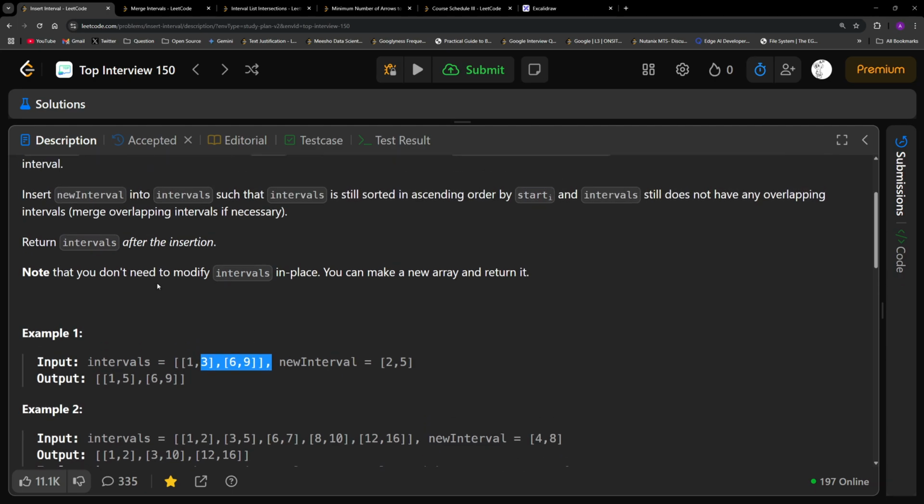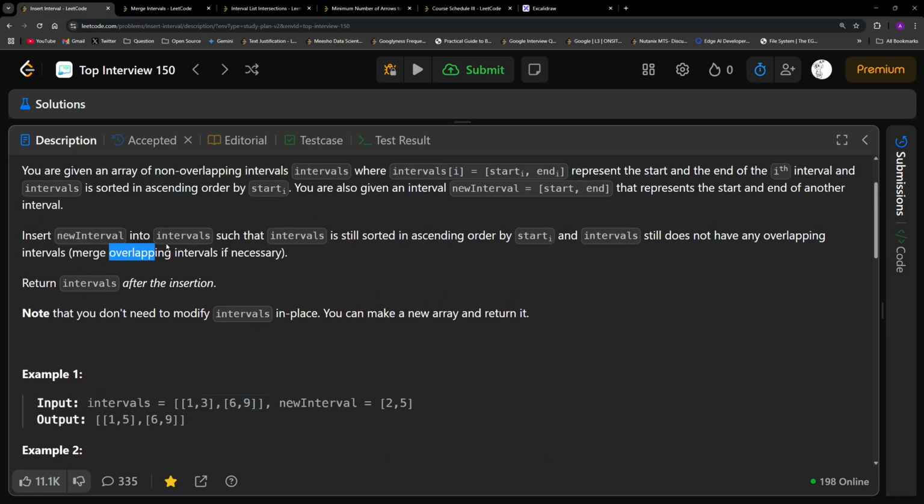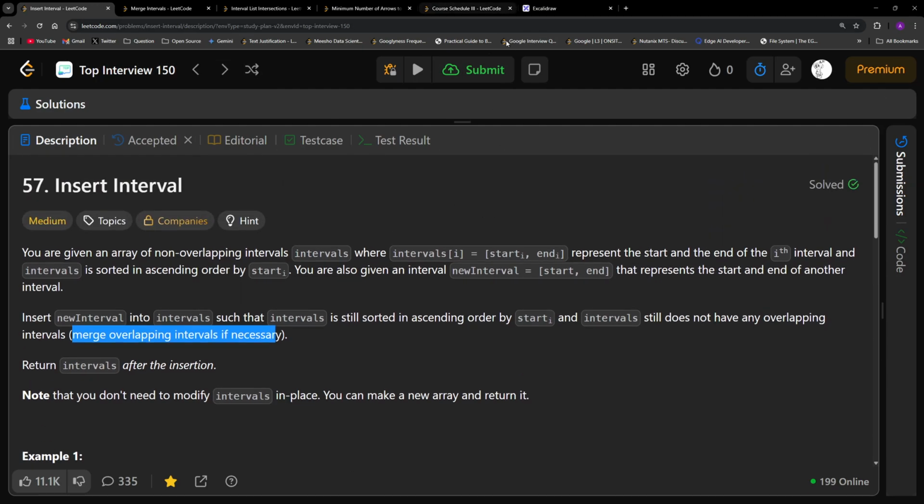So this is what the question says: if the new interval is inserted such that the list is sorted and still does not have any overlapping intervals, fine; otherwise, merge overlapping intervals. It is written here that whatever overlapping intervals there are, you have to merge them. And we know that you can do this easily. Now tell me, I had earlier explained a strategy for how we are going to handle these kinds of cases.